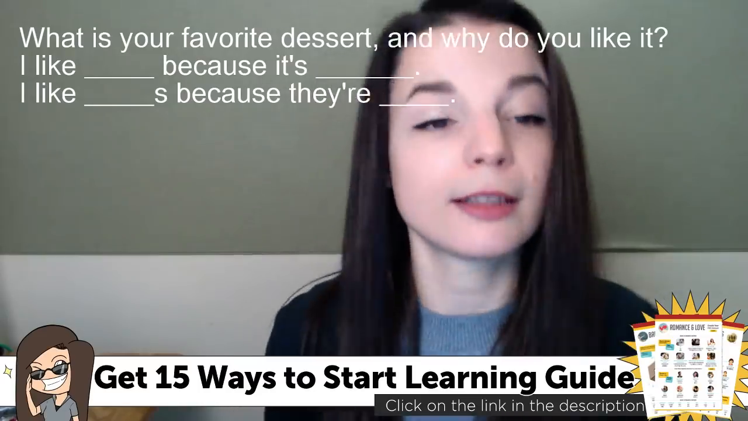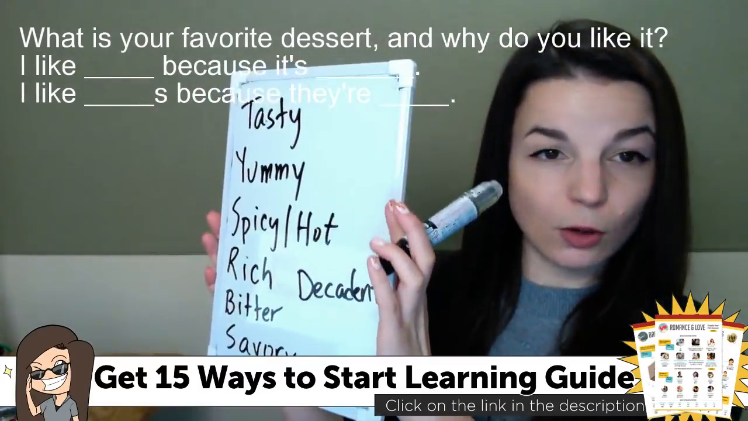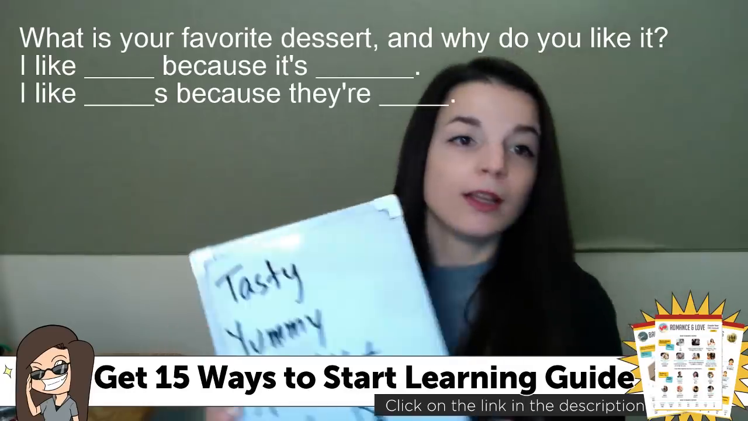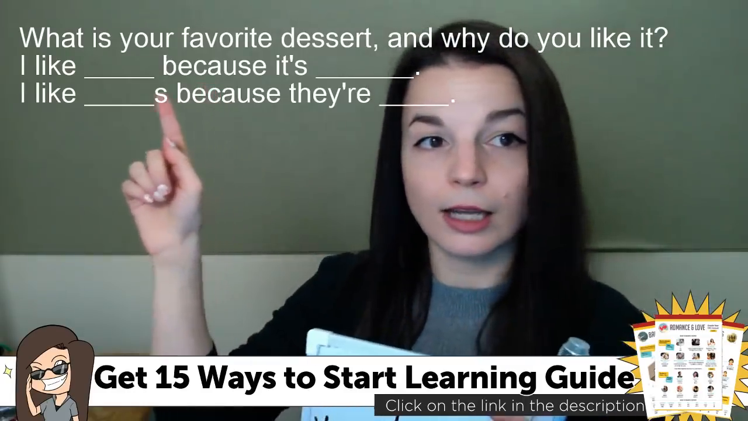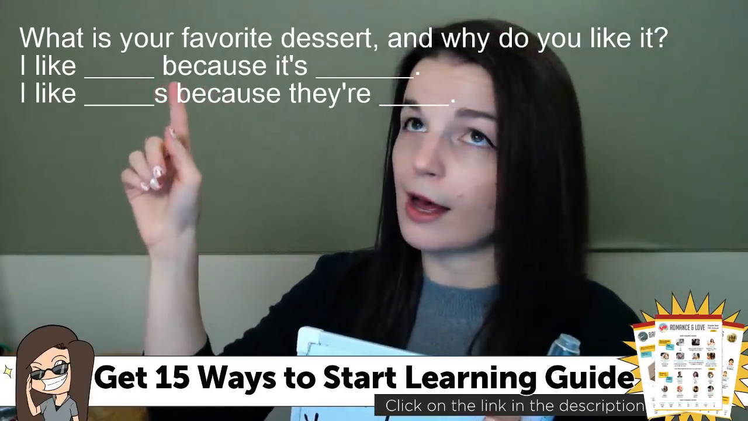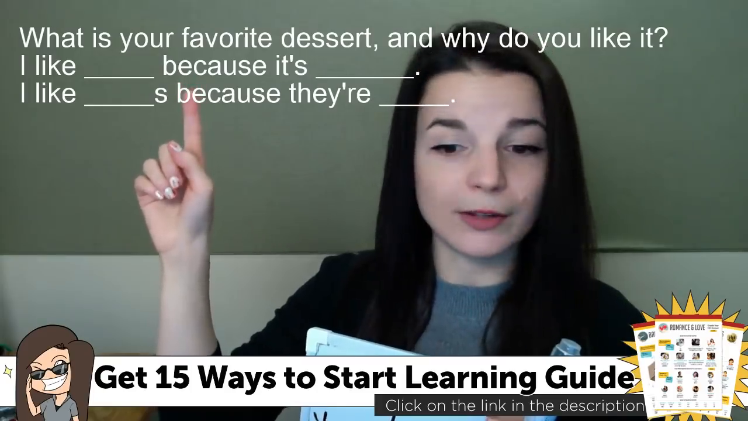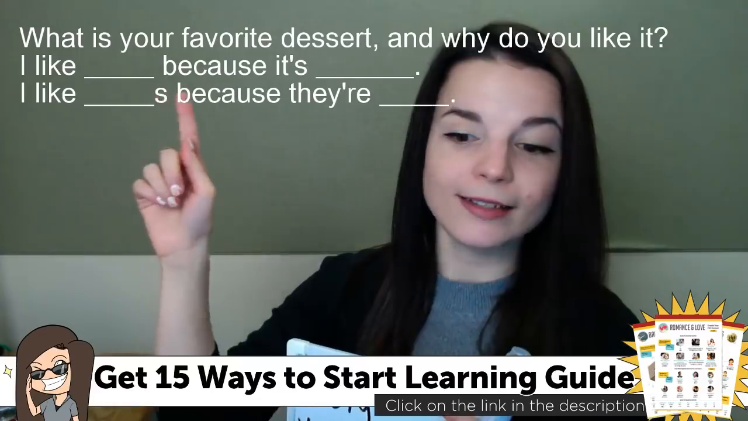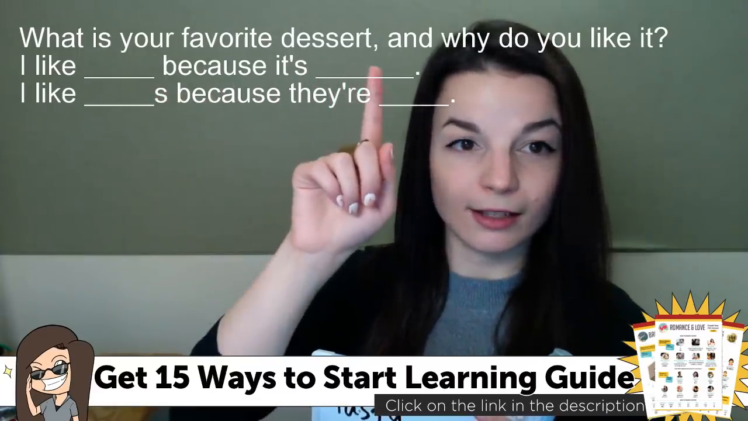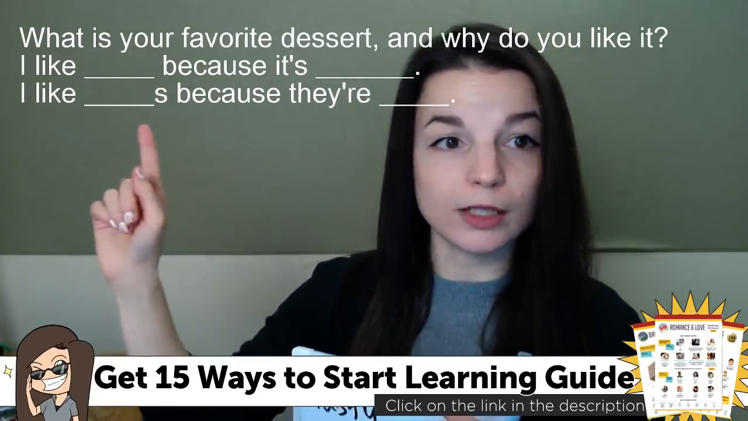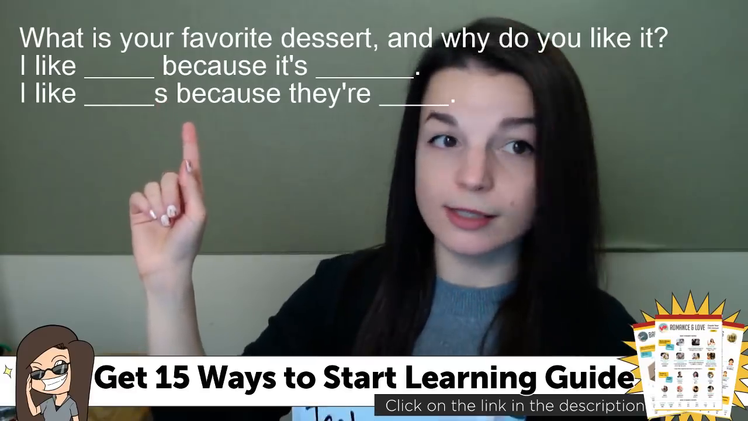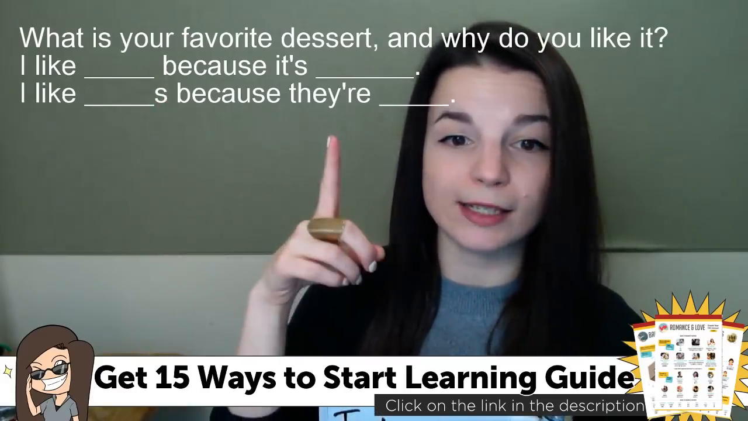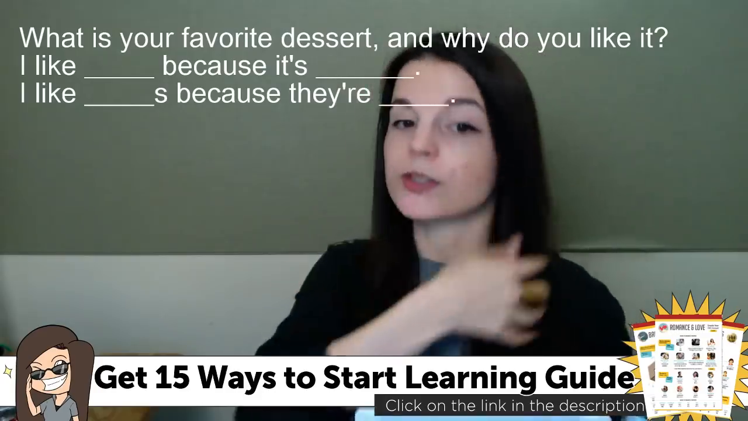So let's think about it with these adjectives or with a different adjective. That's fine. You can say, I like a singular noun or an uncountable noun. So for example, I like flourless chocolate cake because it's rich and decadent, I could say. Or if you want to use the plural, I like donuts because they're sweet.